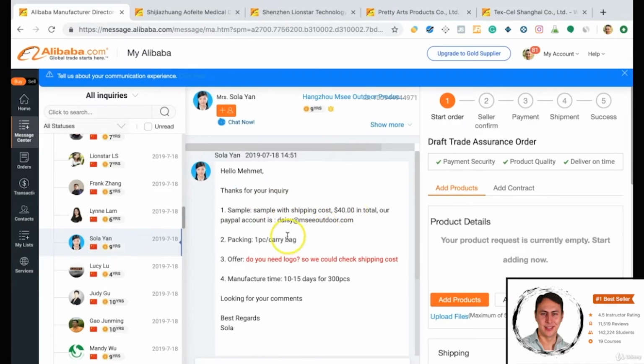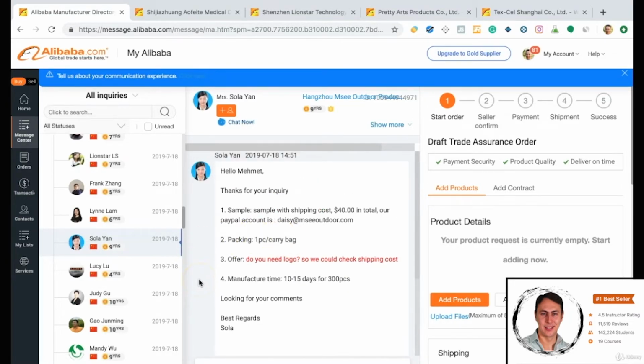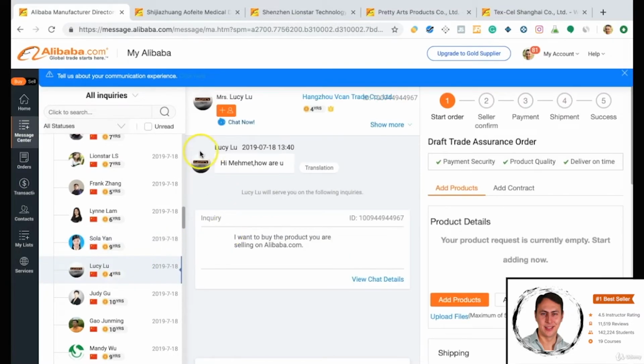Let's pass to another one. The manufacturer is saying $40 for the sample. They are packing it like a carry bag. And they are asking if we want a logo. They are waiting for an answer for the logo. Besides, the production of 300 units takes 10 to 15 days. However, they didn't answer most of our questions, like how much money per unit, in how many days the products will reach the Amazon storage, how much the shipping price is, etc. We had asked a lot of questions, and the manufacturer didn't answer most of them. So I think they are not qualified enough.